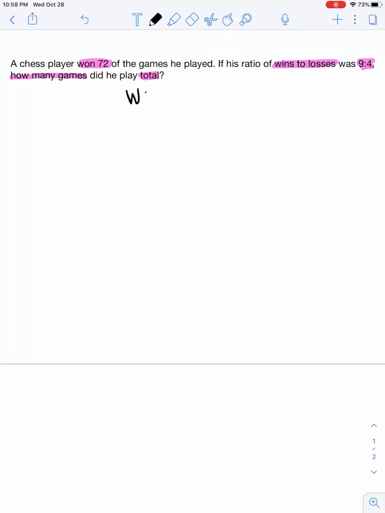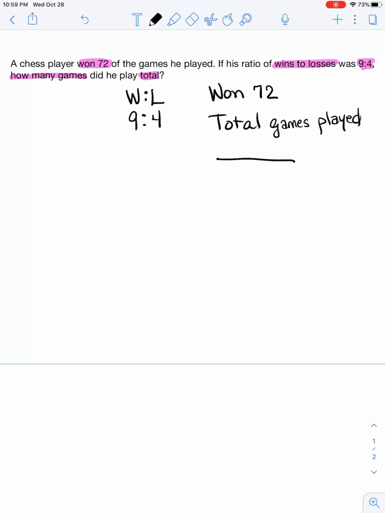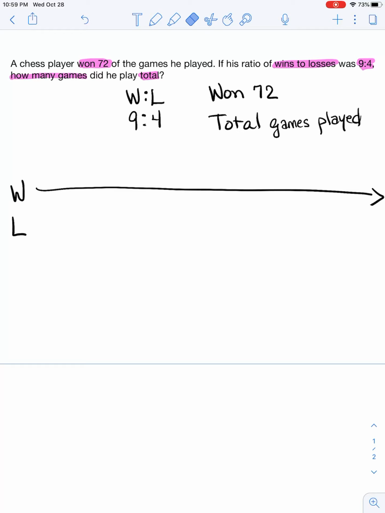Okay, so now let's get our double number line set up. First, go through your questions. What are we comparing? We're comparing wins to losses, and the ratio is 9 to 4. And he won 72 games, and I want to know the total games played. Okay, now let's do our number lines. Let's first write our labels. We have wins and we have losses. And we're going to make our number lines.